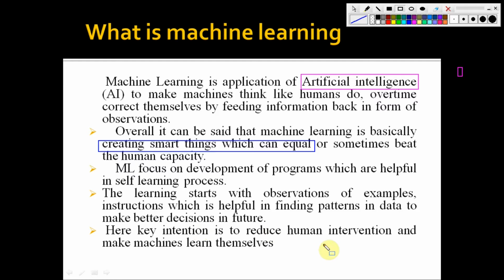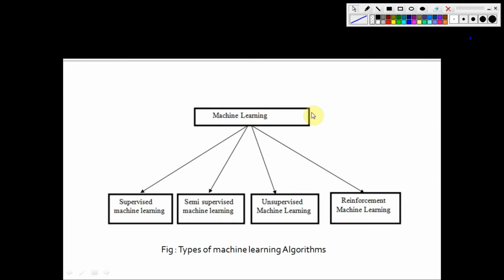Here the key intention is to reduce human intervention and make machines learn by themselves. So the main purpose of machine learning is to remove human intervention and make machines self-learning. That's the whole idea of machine learning, guys. Now let us move ahead and see the different types of machine learning. You can see here, 4 types of machine learning algorithms are there. The first one is supervised machine learning, the second one is semi-supervised machine learning, the third one is unsupervised machine learning, and the fourth one is reinforcement machine learning.